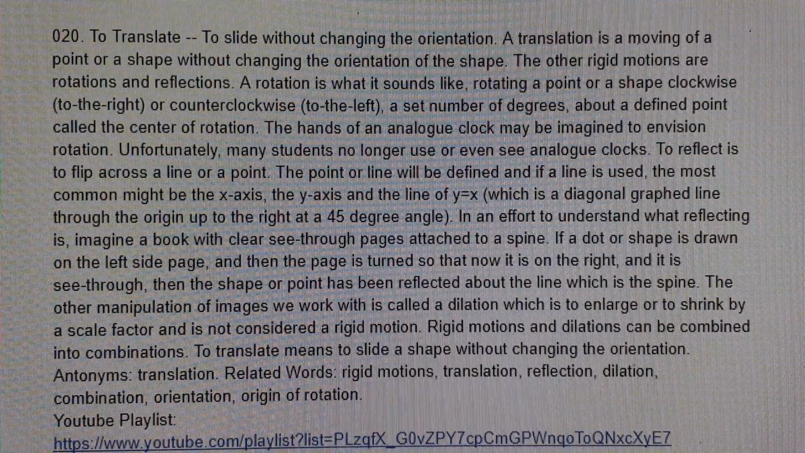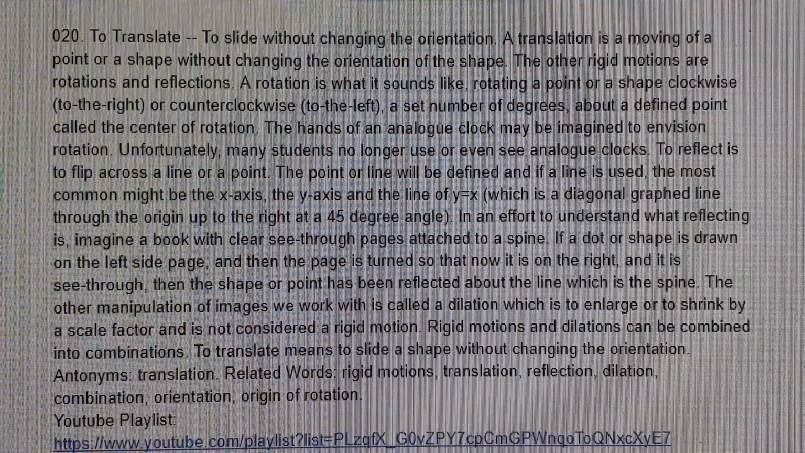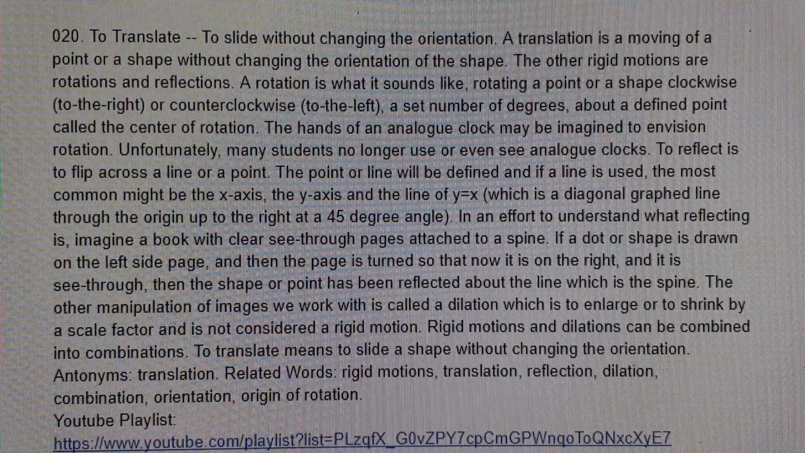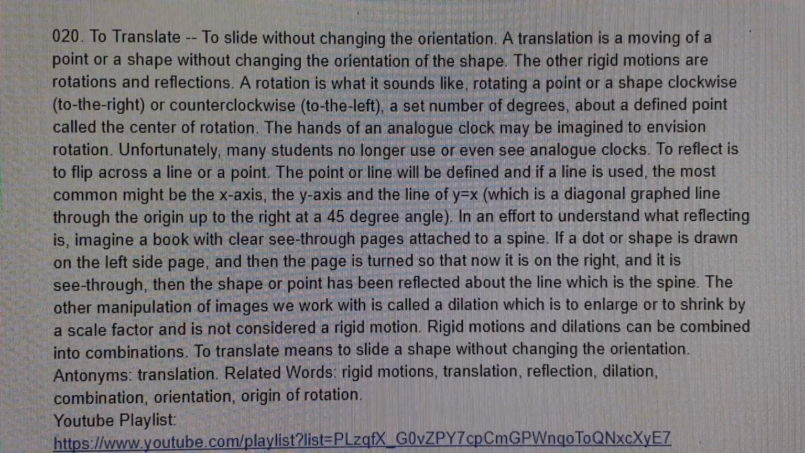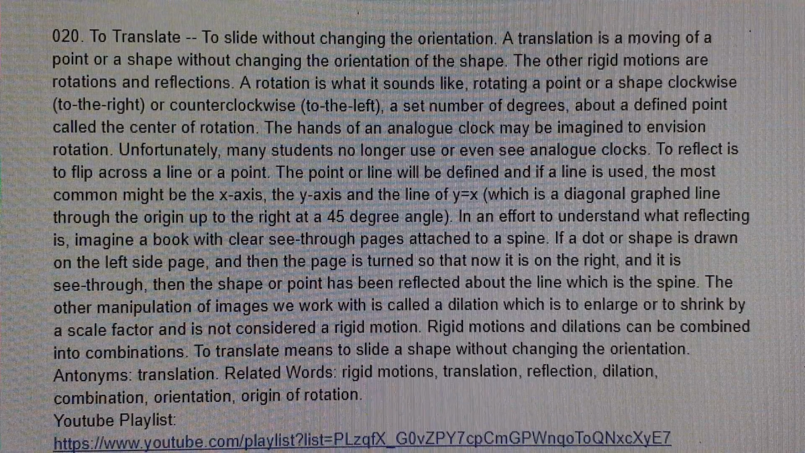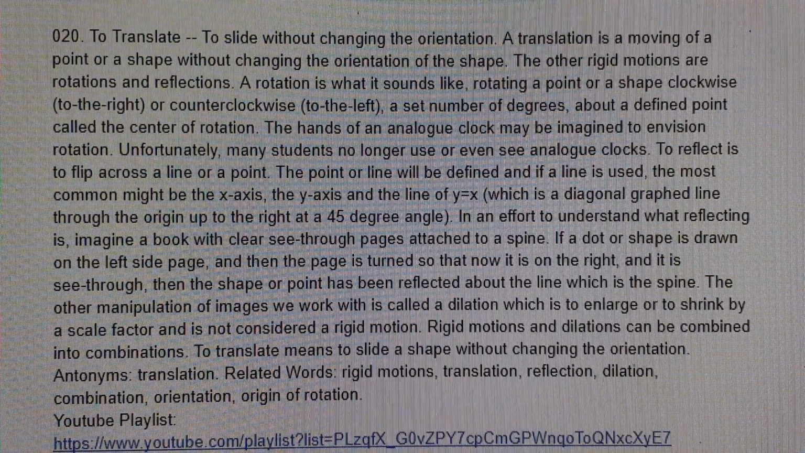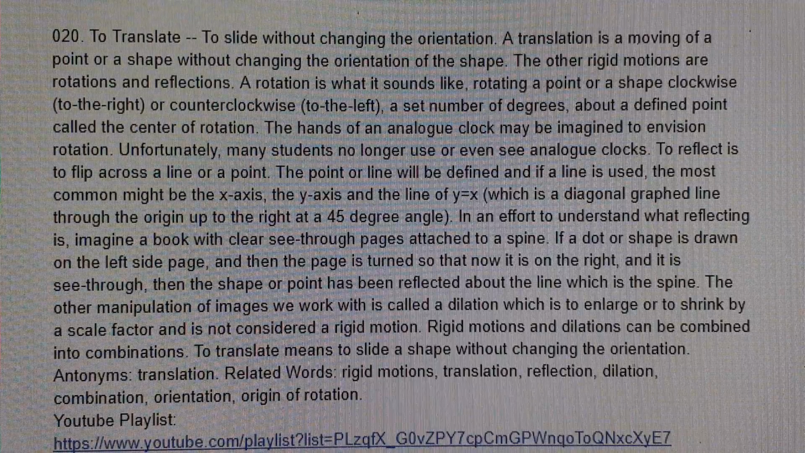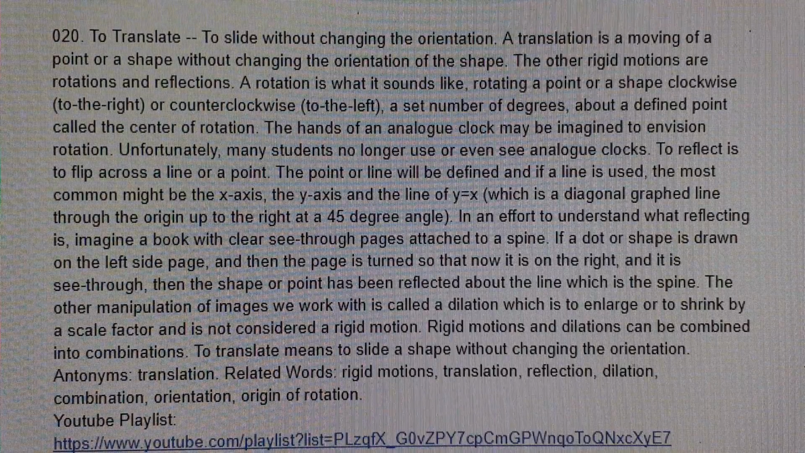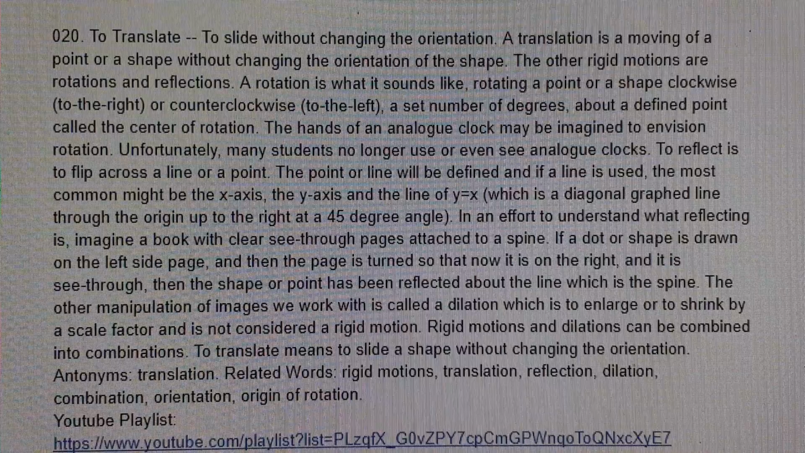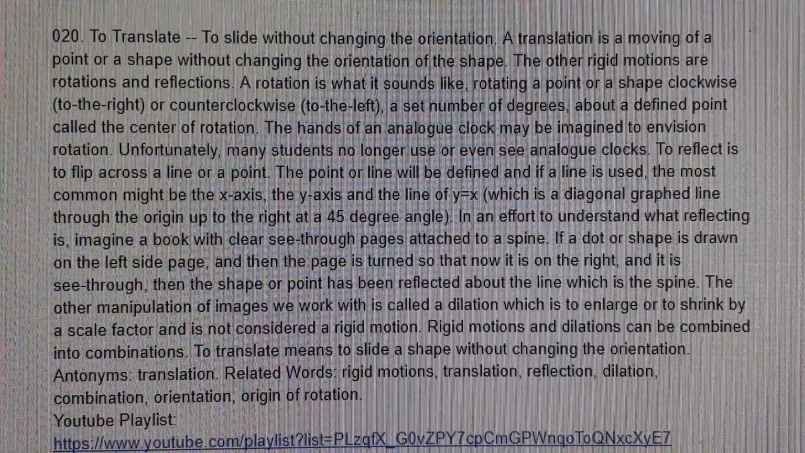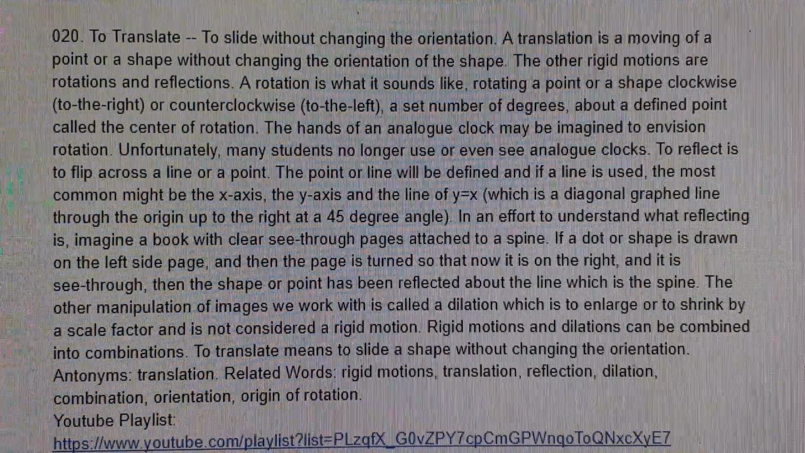To reflect is to flip across a line or a point. The point or line will be defined, and if a line is used, the most common might be the x-axis, the y-axis, and the line of y equals x (which is a diagonally graphed line through the origin up to the right at a 45-degree angle).